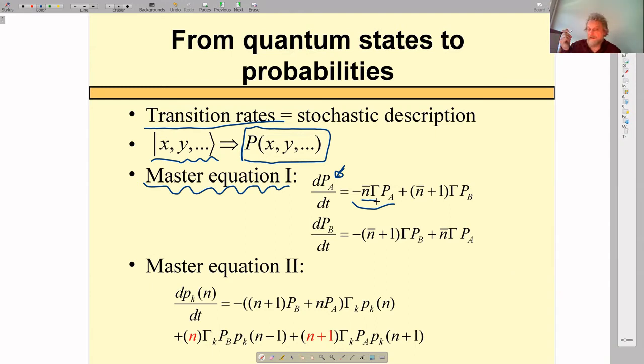So the system goes from state A to all possible states. But there are also processes whereby the system is initially in state B, and there is emission process, which brings it to state A. And well, this is positive contribution. Good. Similar equation with the same reasoning we can derive for probability B.